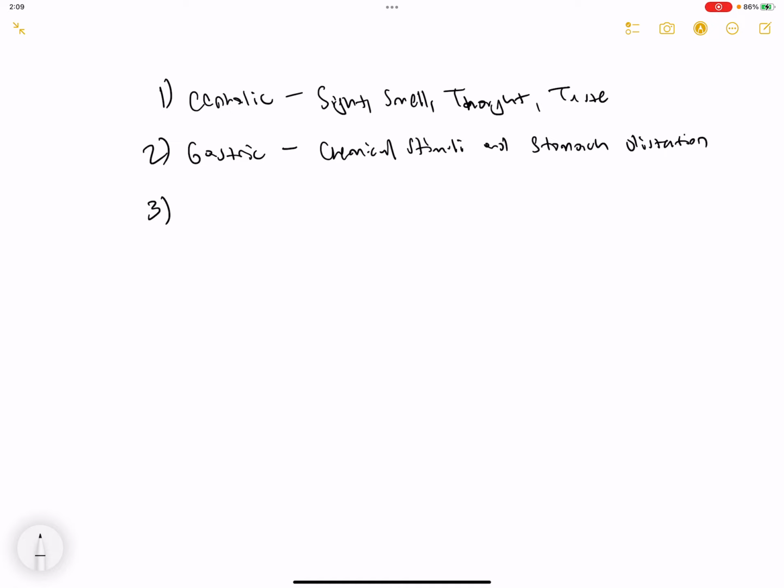And the third phase is going to be known as the intestinal phase. And this phase is going to start when the food enters the duodenum.